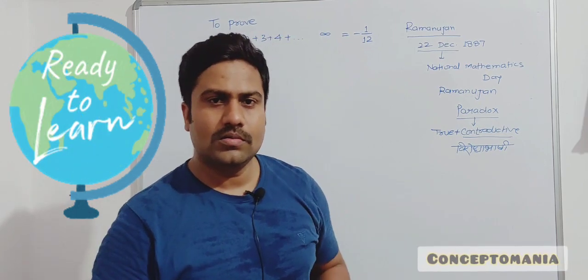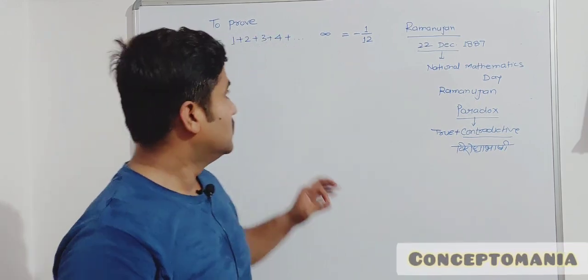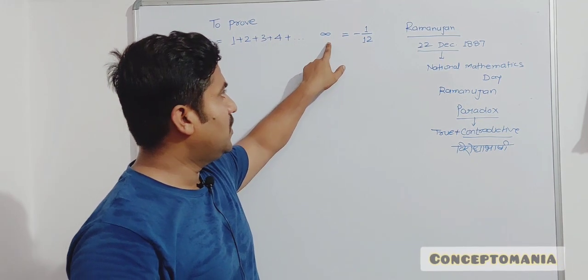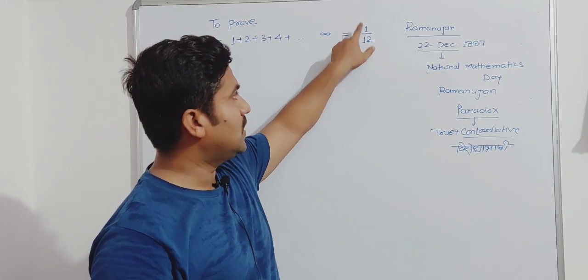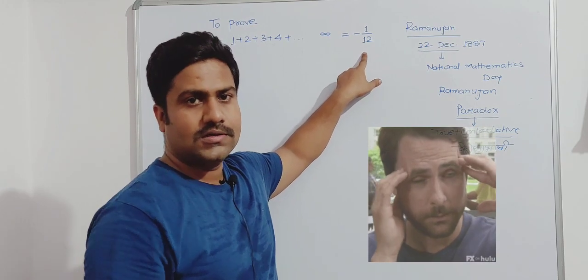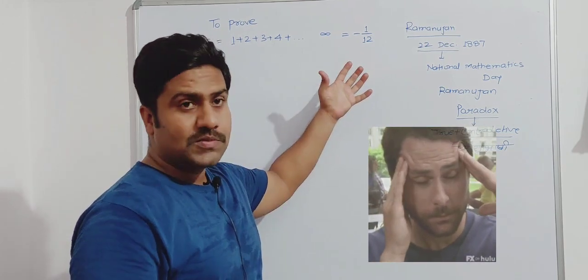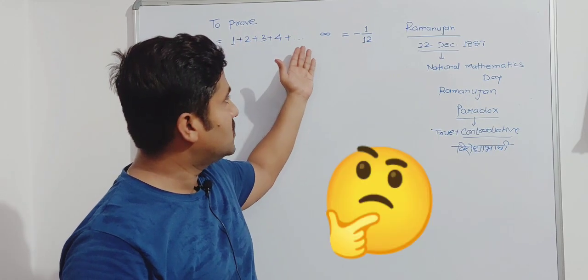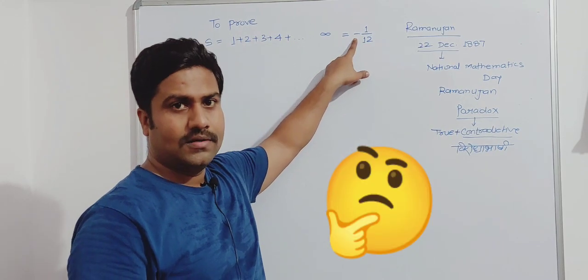If you are here to know whether it is possible that the sum of 1, 2, 3, 4 up to infinity will give you the result as a negative fraction? Yes, it is possible. But how is it possible? Practically it doesn't look possible that the sum of positive numbers will give you a negative output.